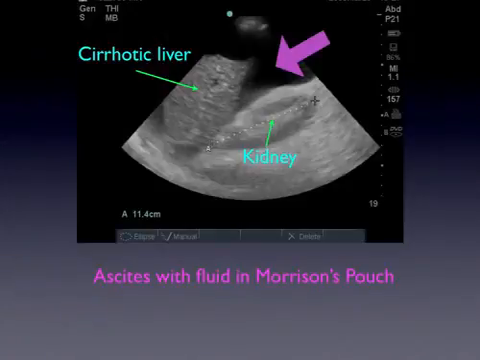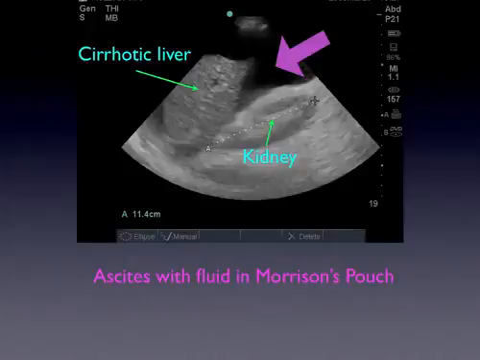Now this is a picture where there's ascites at that large arrow. The kidney is being measured. It's relatively normal size, and you can see at the bottom of the screen on the left it's 11.4 centimeters. And the liver is cirrhotic. It's relatively small, so it's shrunken and scallop-shaped at the edge, floating in free fluid. Again, take note how avascular the liver is once it's cirrhotic.